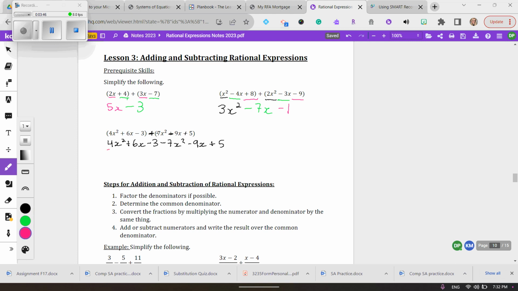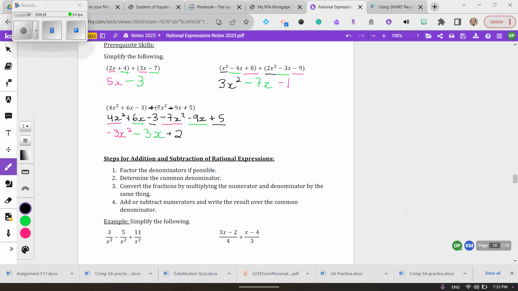Now I go ahead and collect my like terms. 4x squared minus 7x squared is negative 3x squared. 6x and negative 9x is negative 3x, and negative 3 and positive 5 gives me plus 2. We're left with a trinomial at the end, negative 3x squared minus 3x plus 2. So you're going to be able to collect like terms when we're adding and subtracting rational expressions.